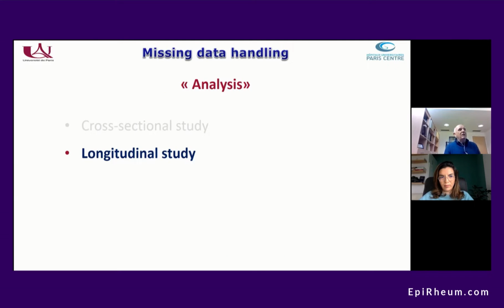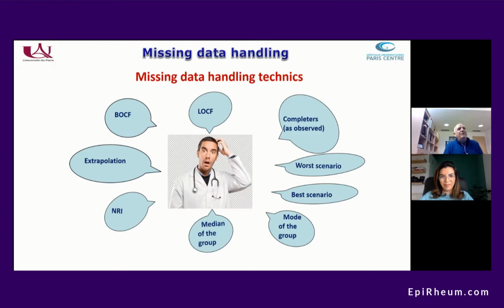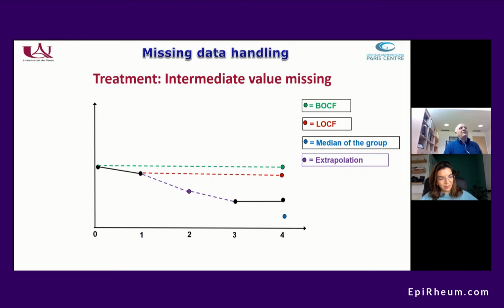So now in the longitudinal study, there are plenty of techniques. You can do whatever you want. I would like to emphasize something, that the statistician is not the appropriate person or the optimal person to take the decision of the rule of the missing data handling in a longitudinal study. I give you this example. Of course, the statistician is well aware of the BOCF, that is baseline observation carried forward, LOCF, last observation carried forward, but there are plenty of other techniques. In fact, it depends on the objective.